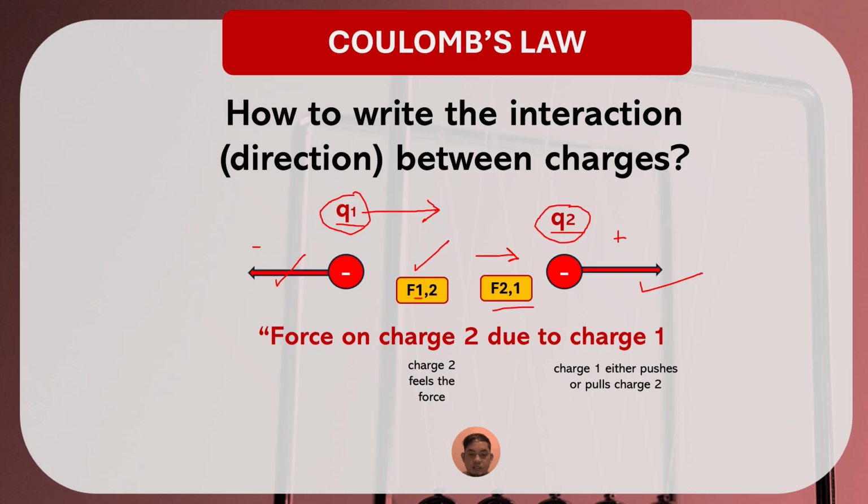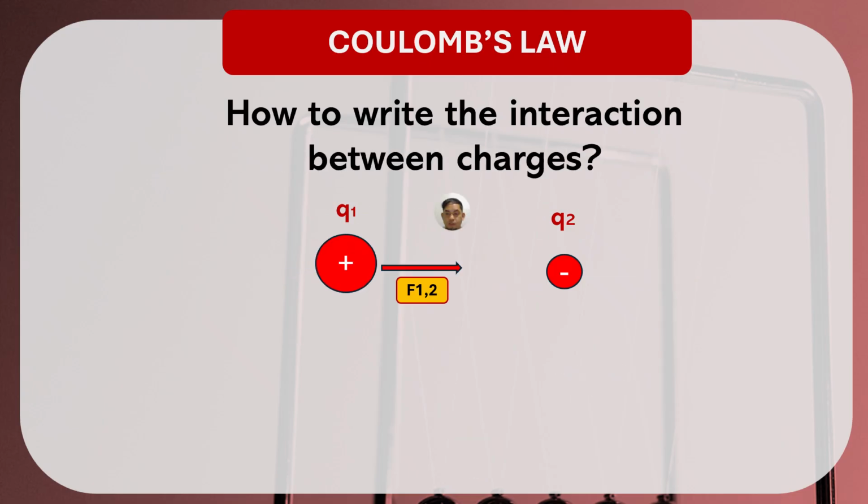Okay. So, let's continue. How to write the interaction between charges. Let's say, for example, charge 1 is positive and charge 2 is negative.